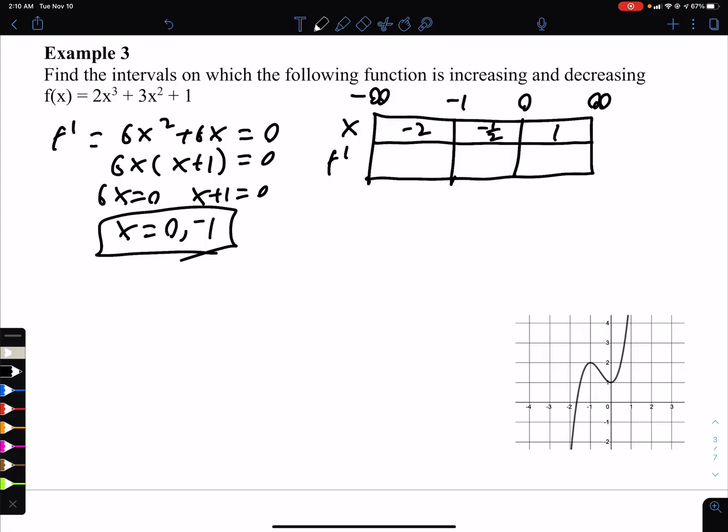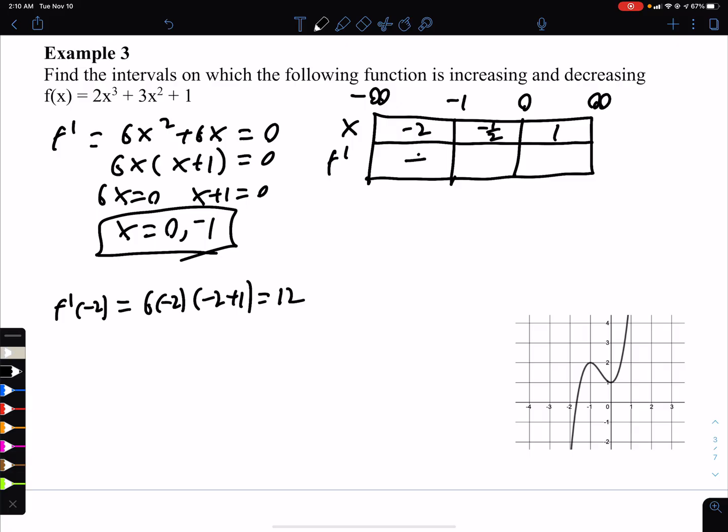So I need to find f prime at negative 2. You know what? I'm going to move this over here, because that's the point I'm evaluating. Now, you could plug it in, 6 times negative 2, negative 2 plus 1, and get the actual value. What would that be? That would be negative 1 and negative 12, positive 12.